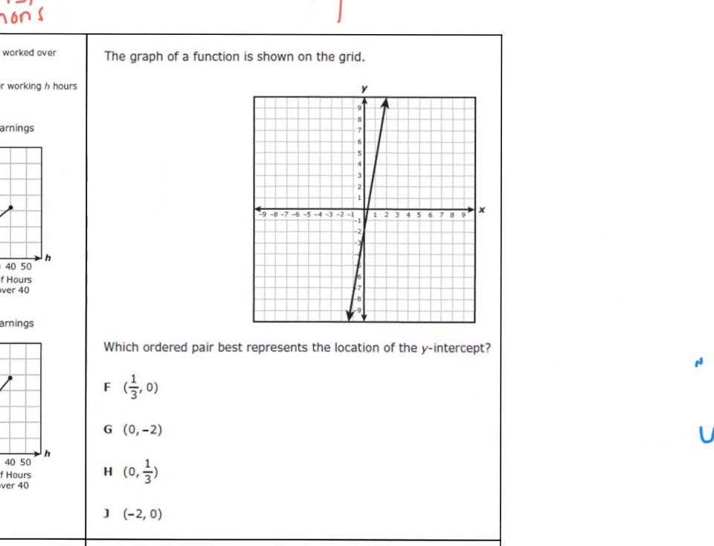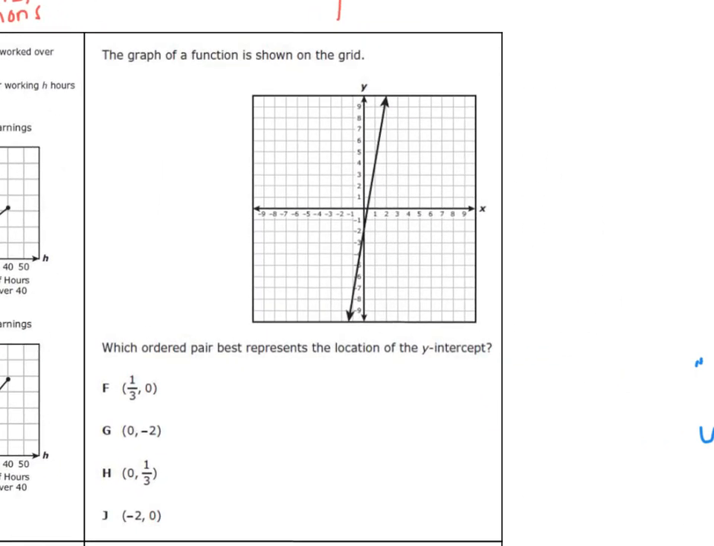Let's look at the next problem. The graph of a function is shown on the grid. Which ordered pair best describes the location of the y-intercept? So remember, the y-intercept is where it crosses the y-axis. In this case, it's at -2. Now here's the problem. We have two answers that say -2. We have letter G and letter J. So remember, this is the y-intercept. So this is where the y is -2. Remember, our coordinates are in the form x, y. So G must be our answer.